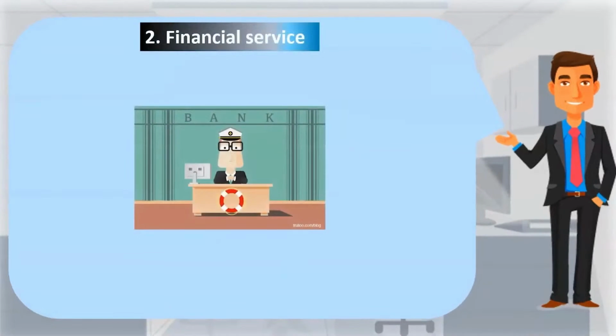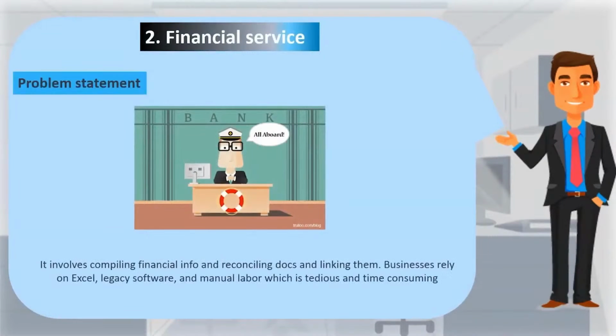Let's look at the second example, financial service. Financial service involves compiling and combining financial information from various departments and storing the records in a system. Data is manually extracted from bank statements to reconcile documents and link them to its forms using detailed spreadsheets. To complete the reports, businesses rely on Excel, legacy software, and manual labor, which is tedious and time-consuming.